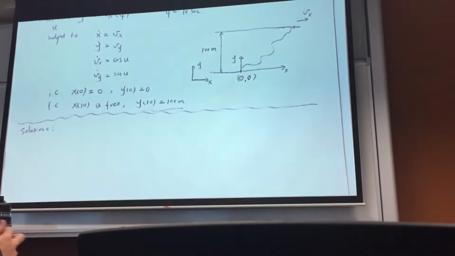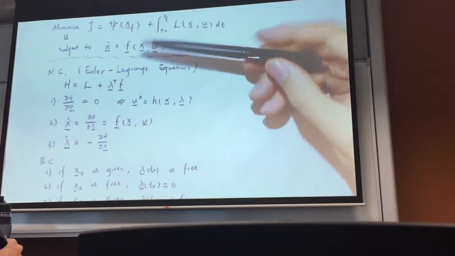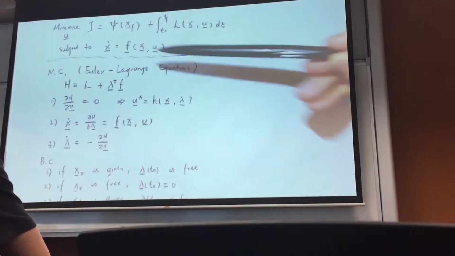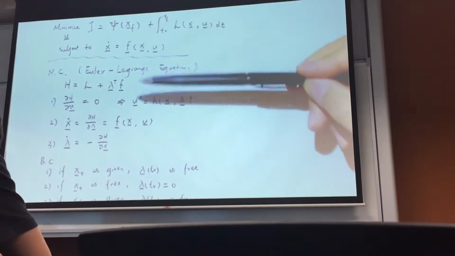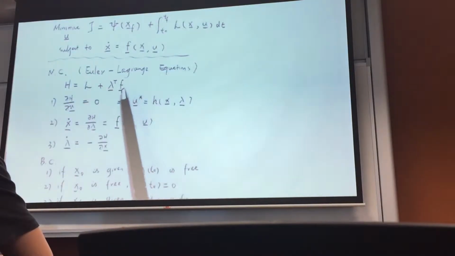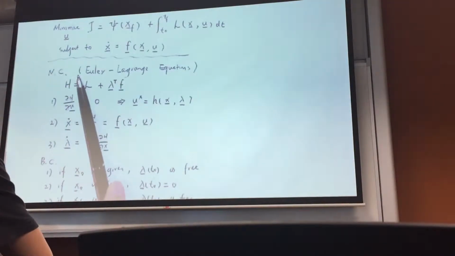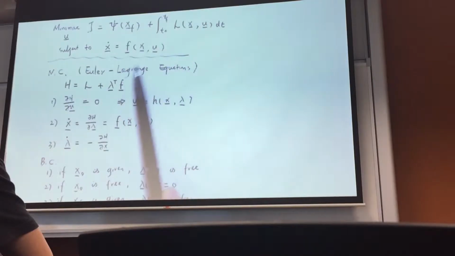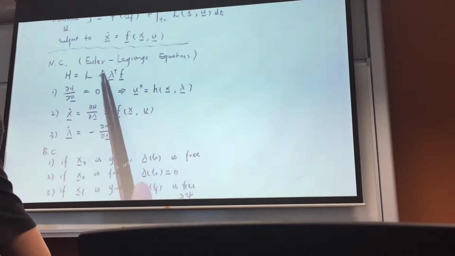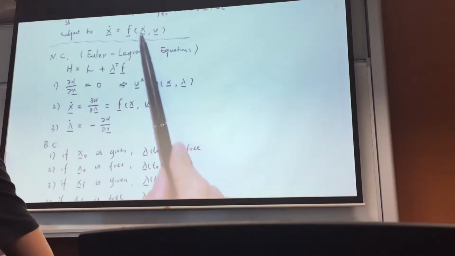The solutions to this problem. So just now we discussed the problem formulation and the solutions. Up here you see, if we want to establish the Euler-Lagrange equations, we have to construct this Hamiltonian. The Hamiltonian will be given by this L plus a linear combination of the constraint functions.